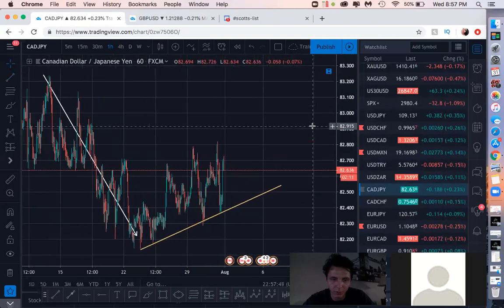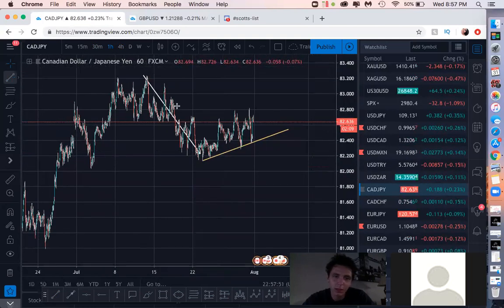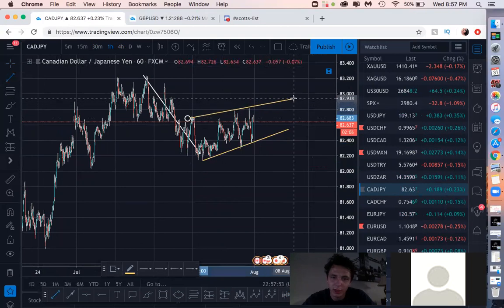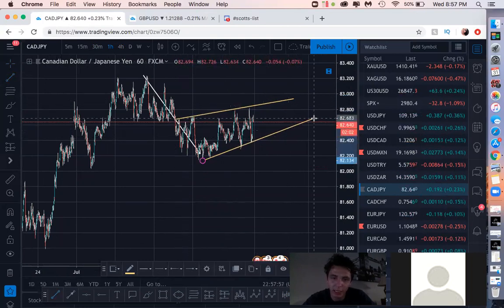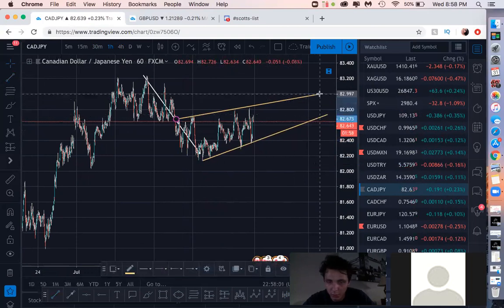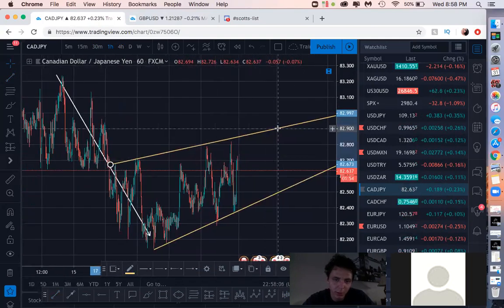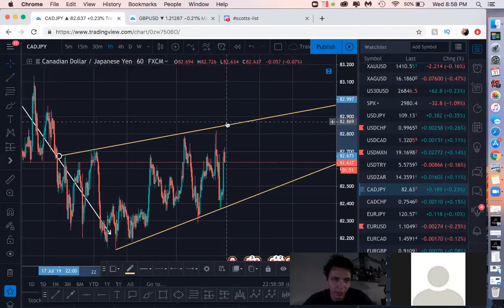And what we're looking for is something to break. It looks like we're kind of forming an ascending wedge, I believe they're called, where it wedges in on each other going up. But yeah, what we're looking at is something to break here.